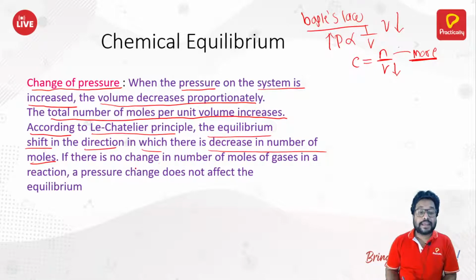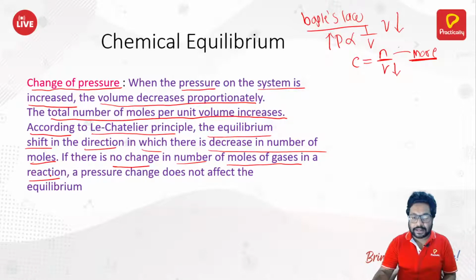Then if there is no change, this is when the number of moles of reactant and product are different. Suppose there is no change in the number of moles of gases in a reaction, that means the number of moles of reactant and the number of moles of product are the same. In that case, no matter how much pressure you increase or decrease, it will not affect that particular reaction at all.